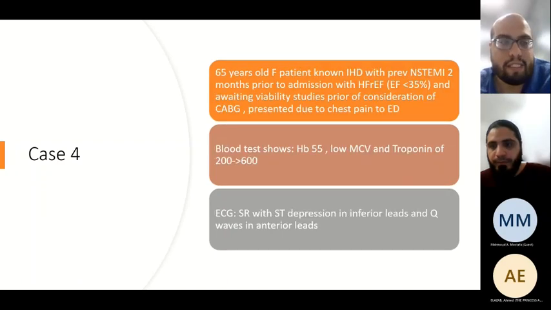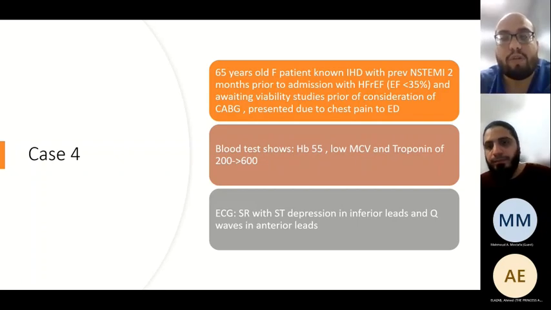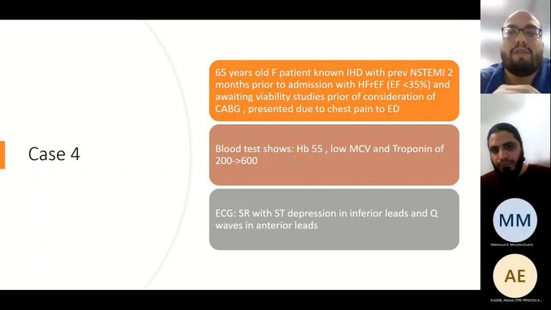Just quickly, the last case, case 4, a 65-year-old female patient. She's known to have ischemic heart disease. She had an NSTEMI 2 months prior to the admission to the hospital, and she had an ejection fraction of less than 35%, and she was awaiting viability studies to see if actually the myocardium is viable. So she was going to have cardiac surgery. So she's straight on the board, being prepared to have an intervention, and she presented to ED due to chest pain, but random bloods were done.